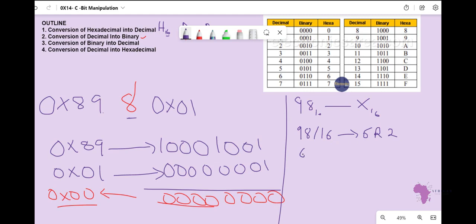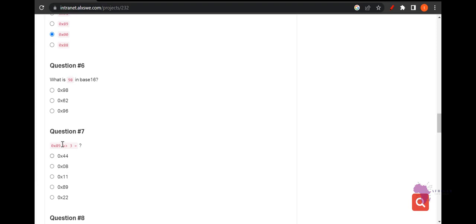So we divide that 6 again. 6 divided by 16 gives us 0, since it's not enough, with remainder 6. So our answer now, in reverse order, will be 6 and 2. But remember, don't forget the hexadecimal notation, which is 0 and x. So our answer will be 0x62. Let's check, 0x62 here. So that's our answer.